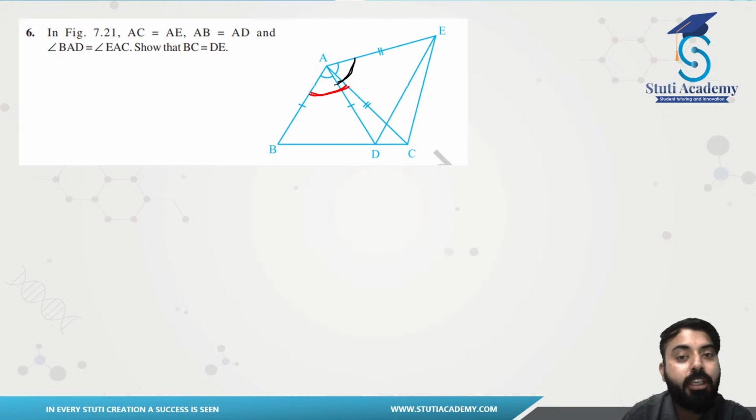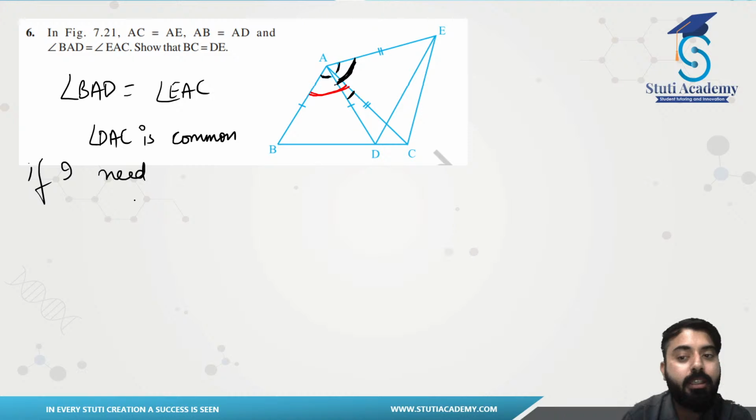So you guys see, if I just tell you one thing, I know this portion and this portion, both of these portions are equal, and this portion right here is common. That means angle BAD has been given that it is equal to angle EAC, and I know angle DAC is common to both. Is common if I need angle BAC and angle DAE.